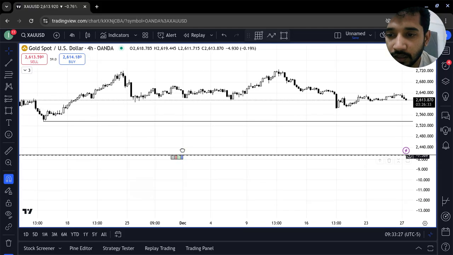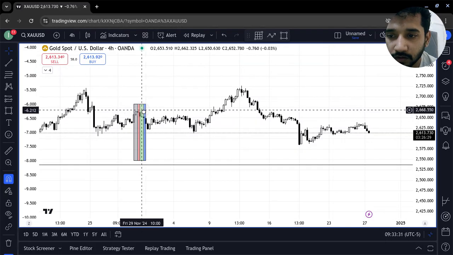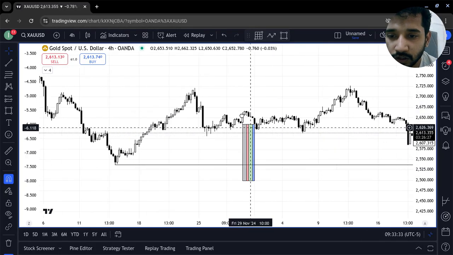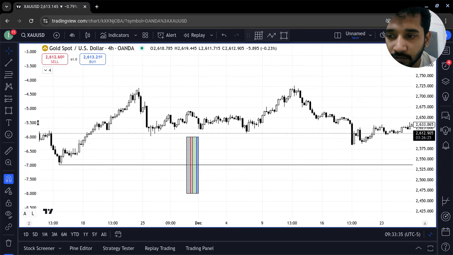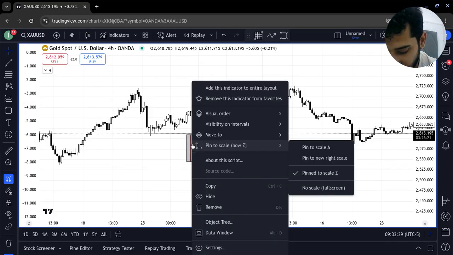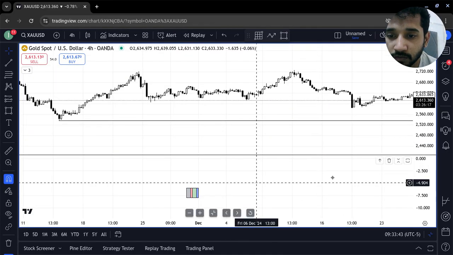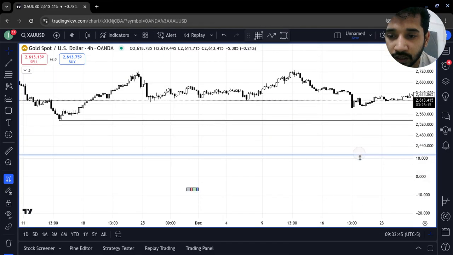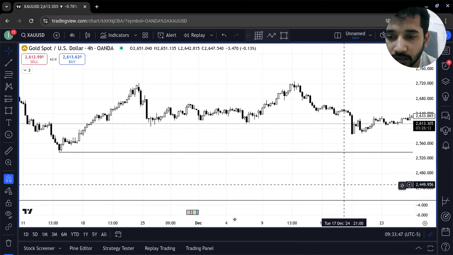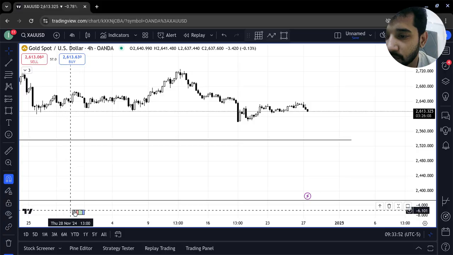If it comes to your chart like this, just do one thing, because this is the pane right here. You have to right click, move to new pane below. So now you have another chart. Got it? So what do we have here now? How do you navigate this chart?